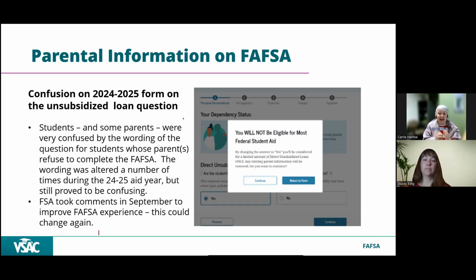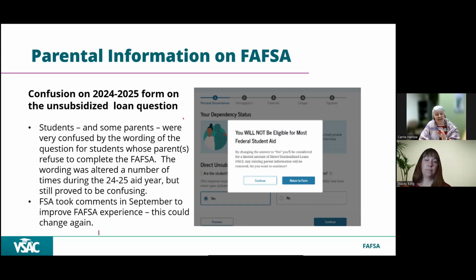What they did now is they have changed it so the form will autofill to no, meaning that the student can get parental information. They do not only want unsubsidized loans. And if the student changes the answer to yes, they'll get a screen that says, if you continue, you will not be eligible for most federal financial aid. So you can either continue or return to the form and fix it.